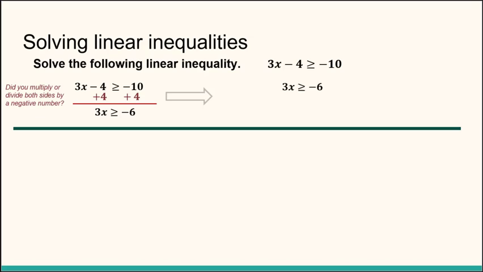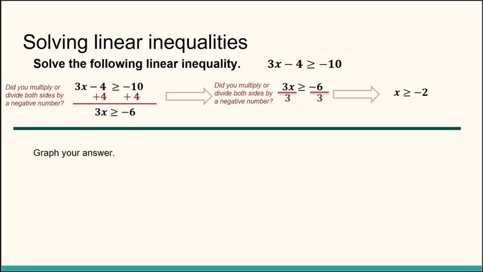Now I'm going to divide both sides by 3. You need to ask yourself the question: did I multiply or divide both sides by a negative number? I say, no, I did not. That means you just copy down that same inequality symbol and write down what you have. That means x is greater than or equal to -2.